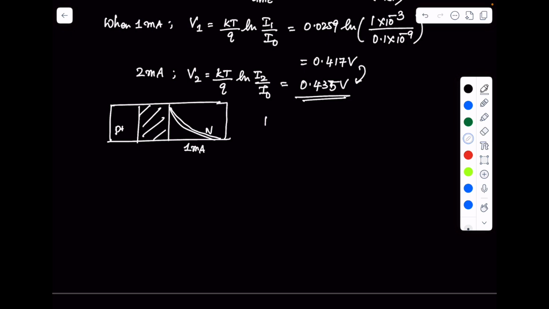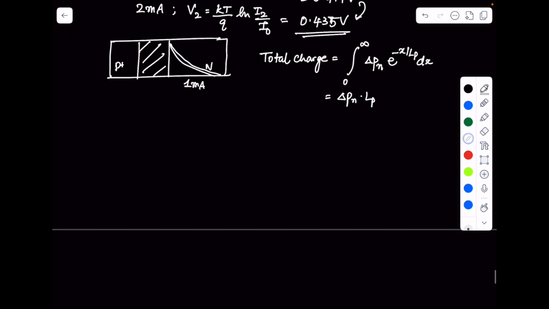So if you think about the total charge in the diode, it is going to be the integral from 0 to infinity, because it's a semi-infinite diode, of delta Pn. We know that it falls exponentially in the neutral region of the diode. In other words, it's delta Pn into Lp. And how do I find Lp? I know D, I know tau, so I can find Lp. So I can write my Lp as square root of Dp tau p.